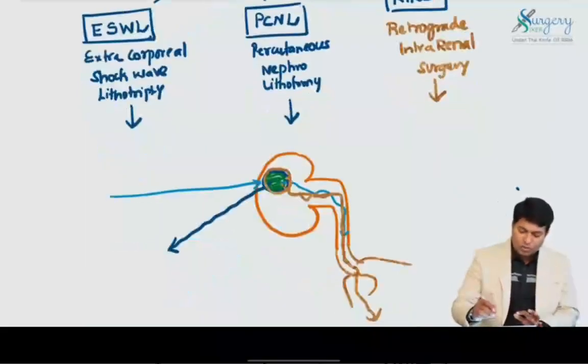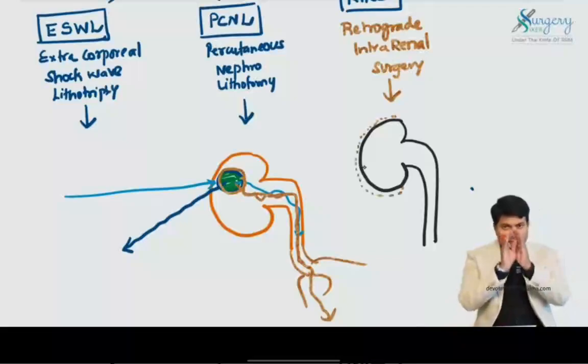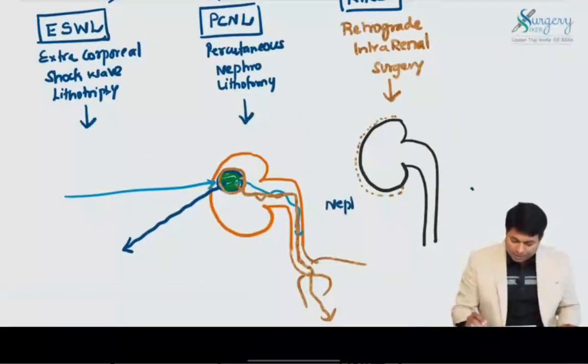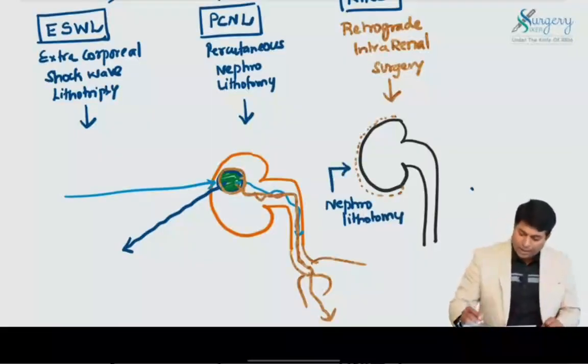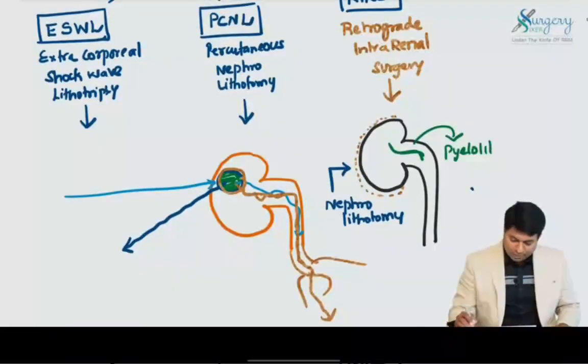But the old methods, what we used to do when I was doing emergency surgery, were two surgeries. Number one, we open along the Brodel's line. We cut open the kidney like a mango, go inside and remove the stone. That surgery is known as nephrolithotomy. Another method is to open the renal pelvis, remove the stone and come out. That is known as pyelolithotomy.